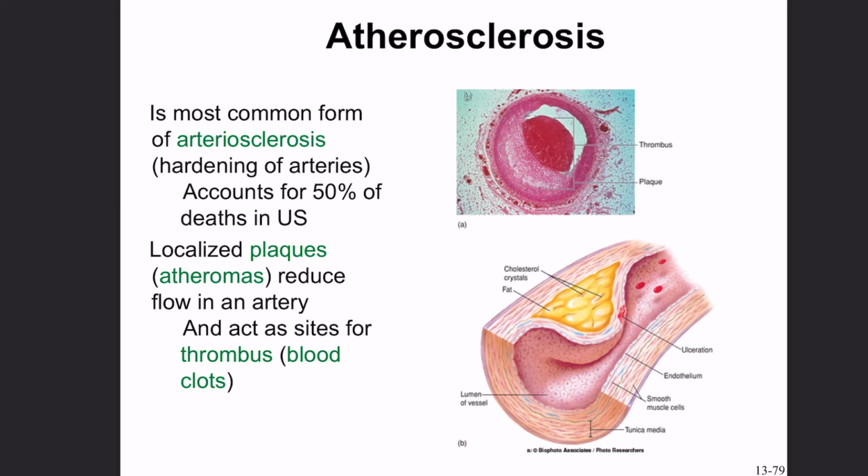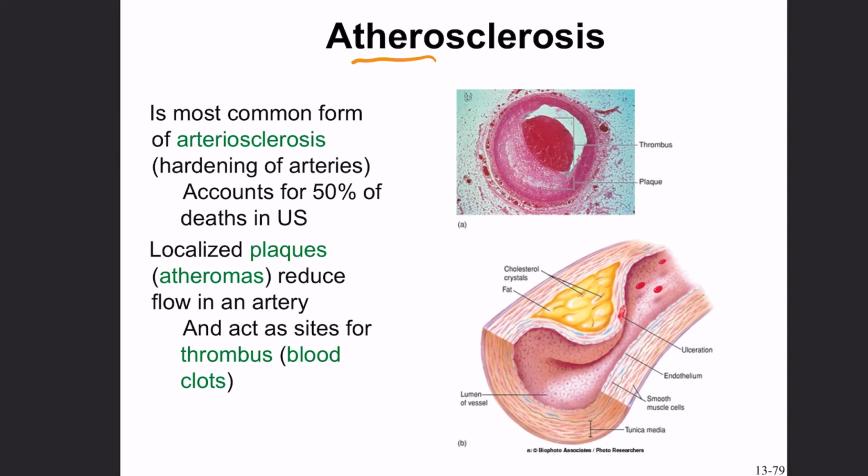Atherosclerosis is the most common form of arteriosclerosis, which is the hardening of arteries. This is a very common disease in the United States. It accounts for 50% of deaths. Atherosclerosis is caused by plaques called atheromas, which is where "athero" comes from, that impact blood flow within an artery.